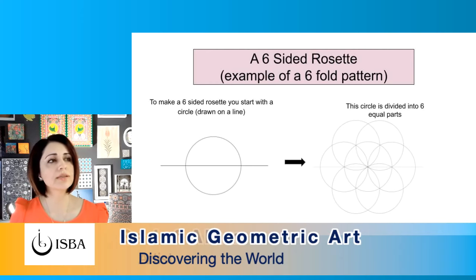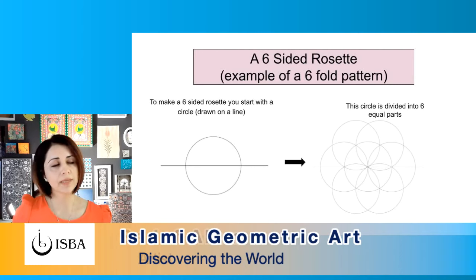So again, if you see on the left side, we start out with a circle, and that circle is usually resting on a horizontal line. It's sitting right in the middle of it. So that's how pretty much all of the Islamic geometric art patterns start.